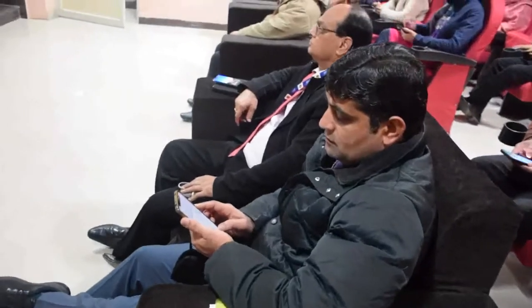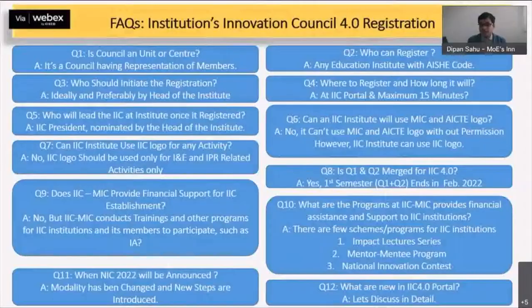A question is about Q1 and Q2, quarter one and quarter two. Is it merged or what? The answer is Q1 and Q2 for IIC 4.0 is already merged and it has been informed very long back. But still many institutions are asking these common questions. So just take note that Q1 and Q2 has been merged.